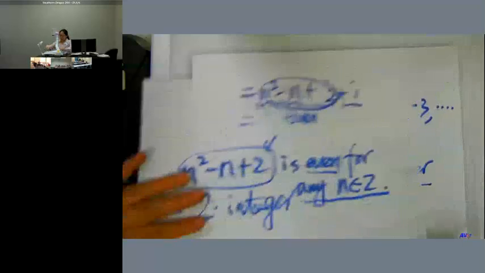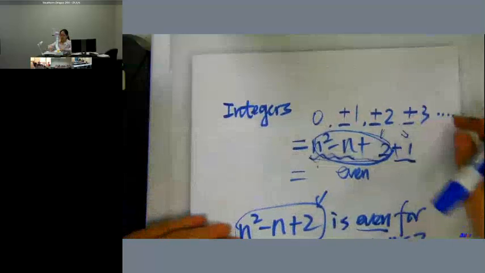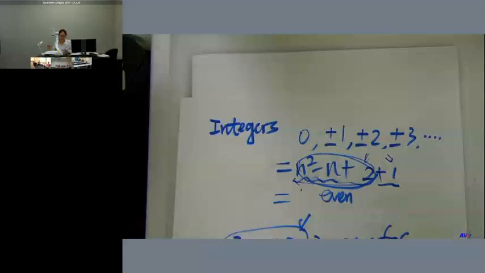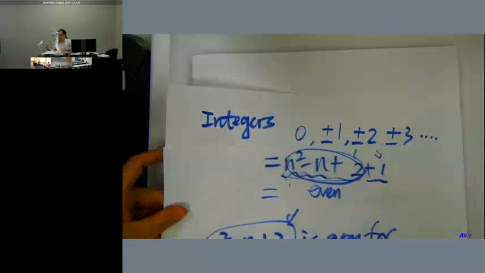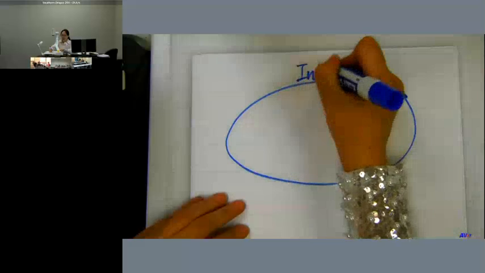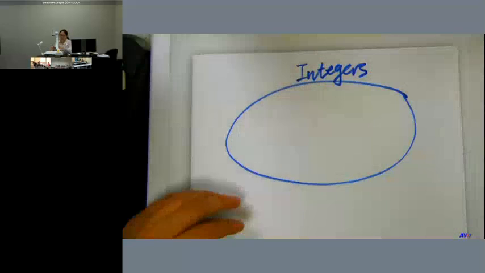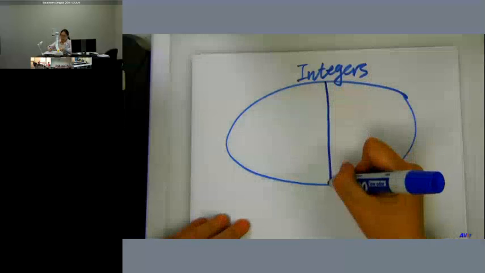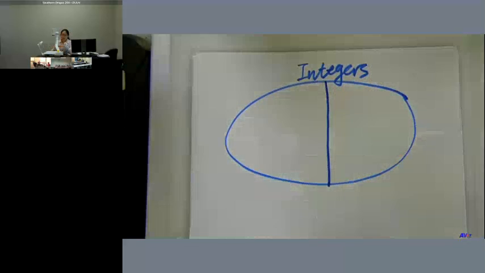So how do we do proofs by cases? Go back to look at the integers. All the integers we have, we can divide them into different categories of different types of integers. So, for example, I'm going to just draw a big circle to represent all the integers we have. Now, I want you to divide all the integers into 2 categories, not missing any integer, and any integer can only be in one of the categories. How can we do it? There are different ways. Any ideas?